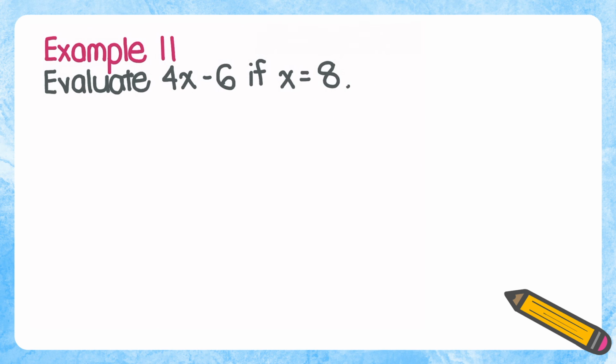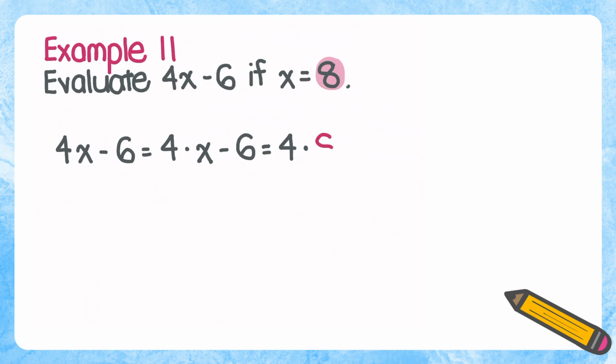Next, we're going to evaluate the expression 4x minus 6 if x equals 8. So we have 4x minus 6, which is the same thing as 4 times x minus 6. Here, x equals 8. So we have 4 times 8 minus 6.